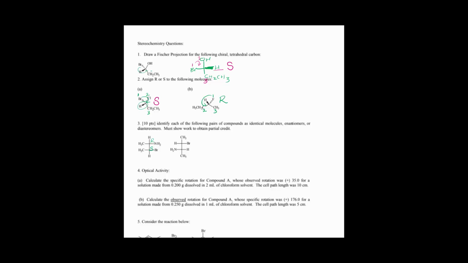Here, the bromine asymmetric center. Bromine is 1, rest of the molecule is 2. Methyl is 3. We are turning clockwise. H is on the horizontal. So because this is clockwise, H on the horizontal, we have an S configuration. For the next asymmetric center, we have nitrogen is 1. The rest of the molecule is 2. Methyl group is 3. We are turning clockwise. H is on the horizontal.